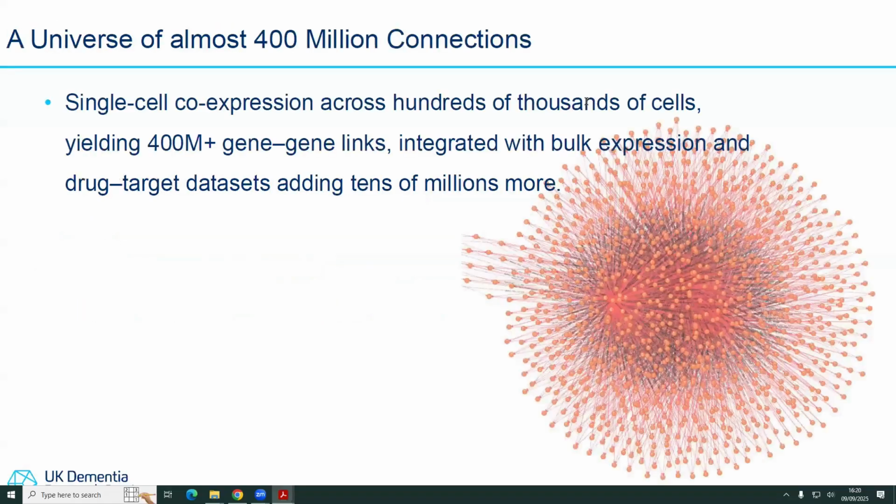So we tested the system on top of a huge biological dataset. It includes almost 500 million gene links, plus millions of links for drug and trait interactions.